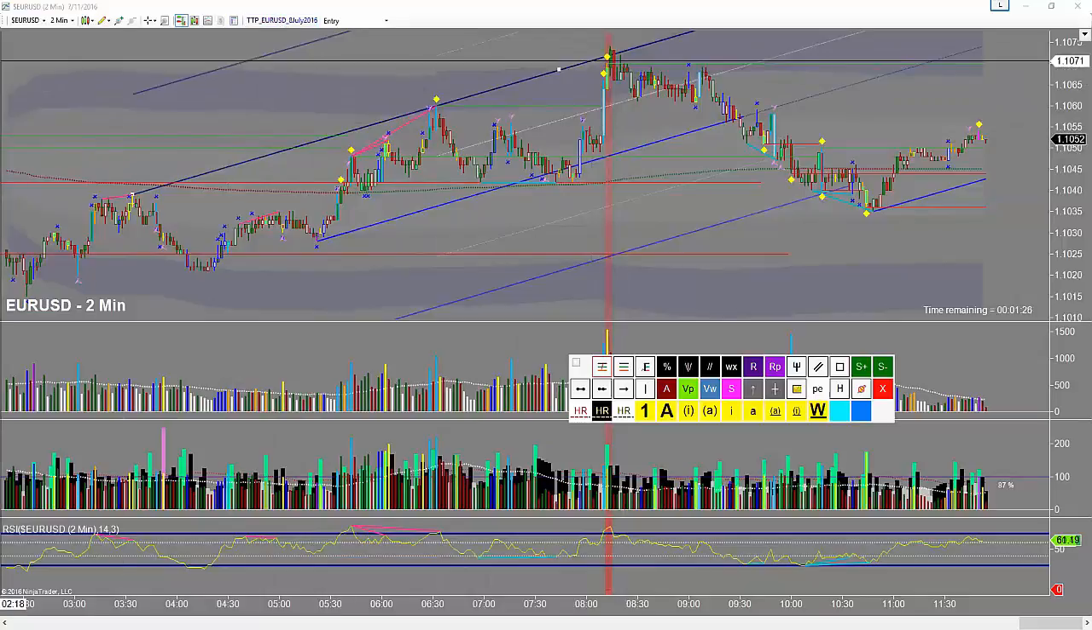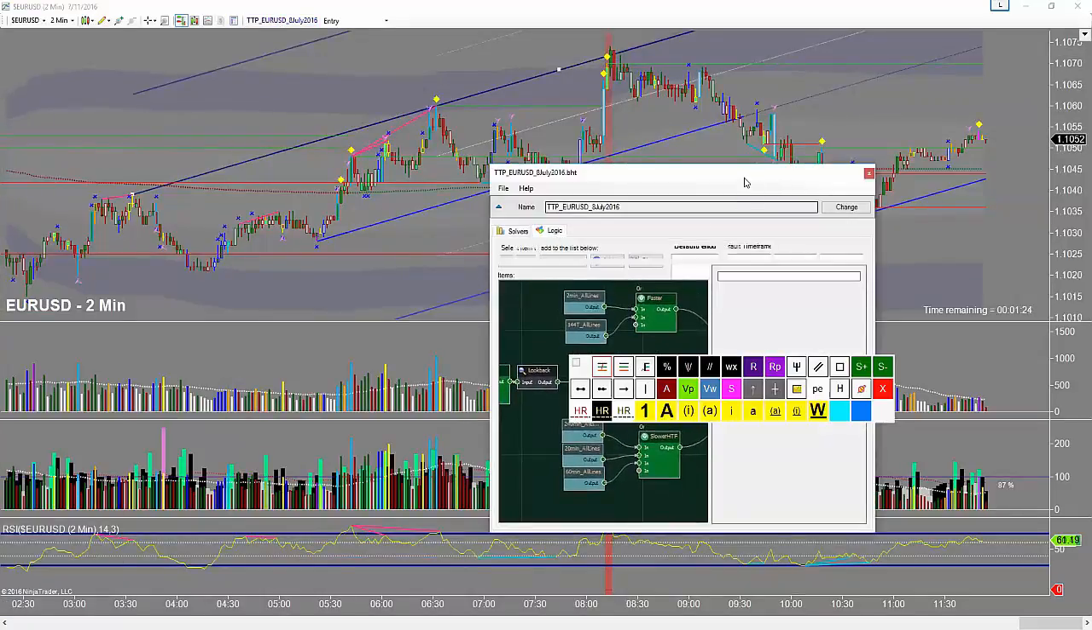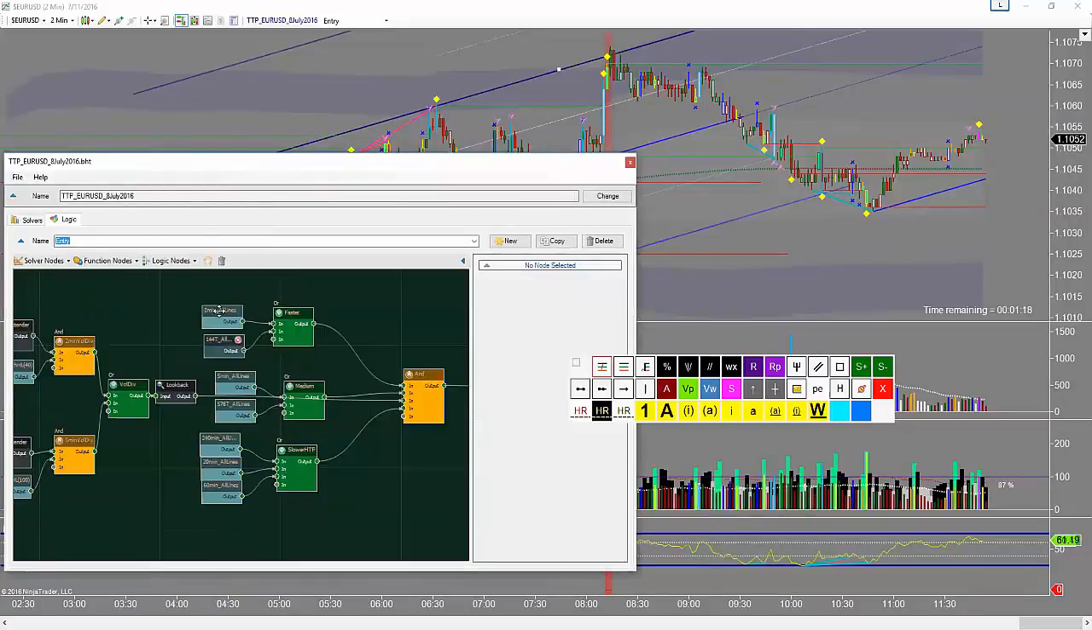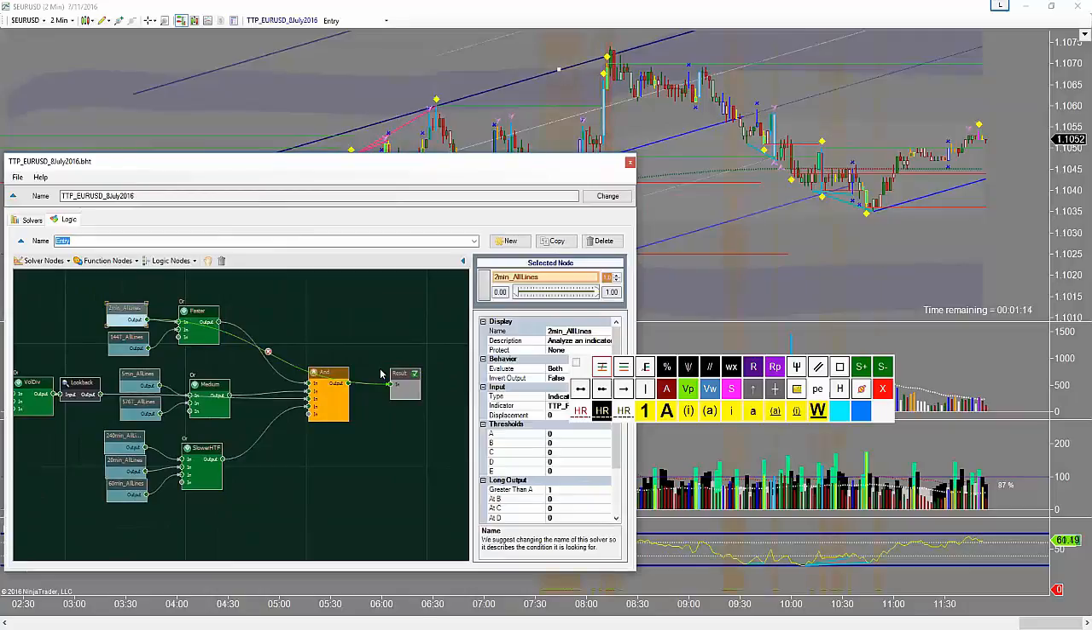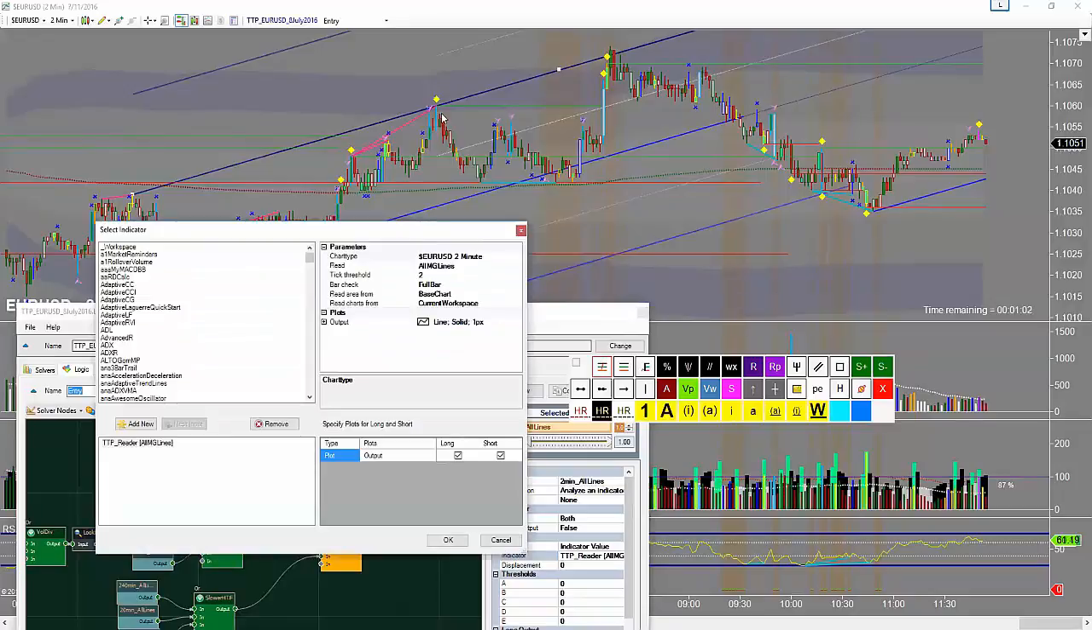And I can show you how we're accessing that through the toolbar, through an indicator that reads all of the lines that the toolbar produces. That would be this solver. We're highlighting every single bar that is touching one of these lines. That's using this reader indicator, which allows us to access the values of all of these lines, and we're reading that from the 2-minute.